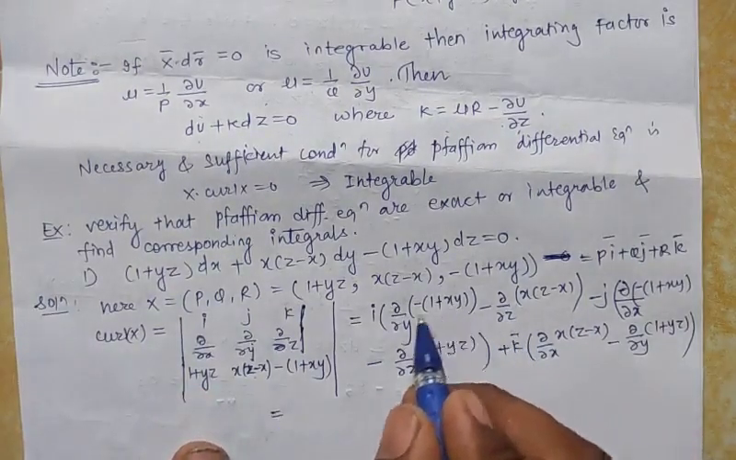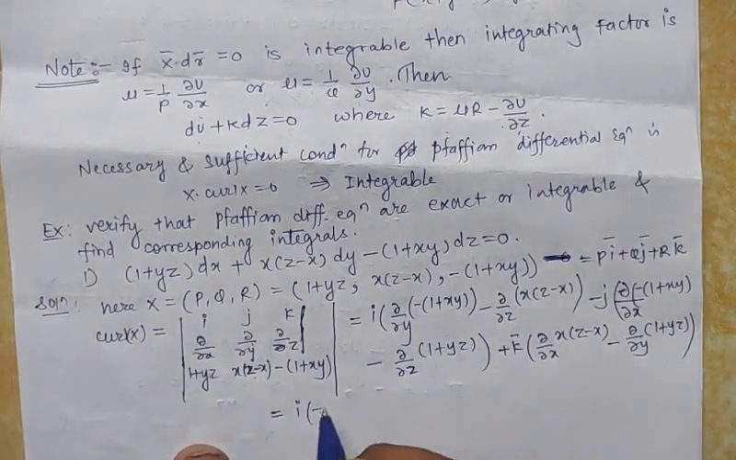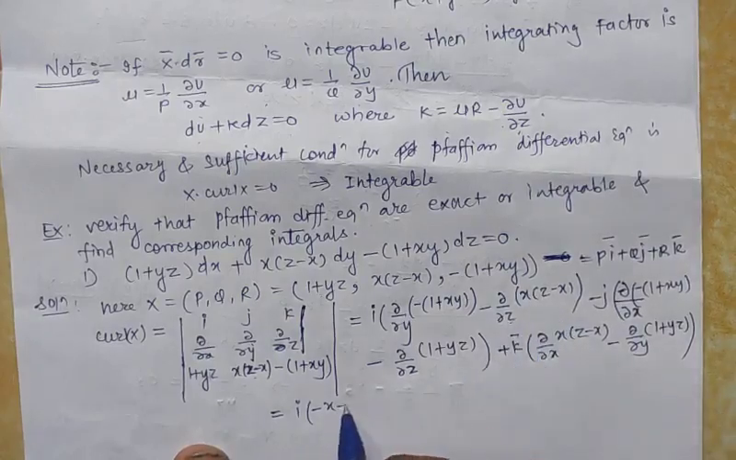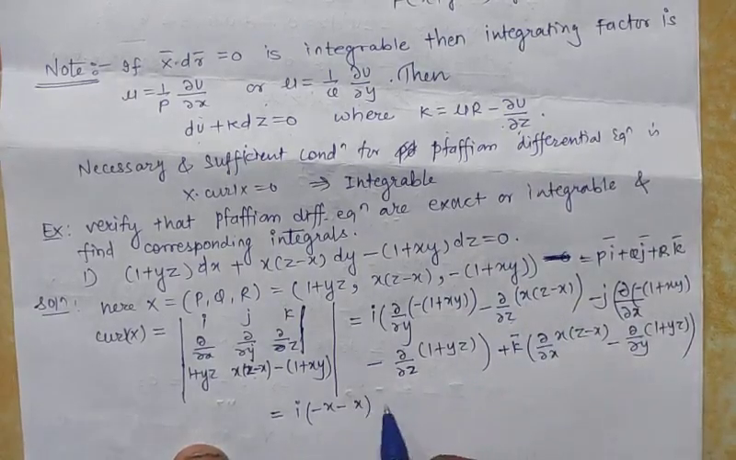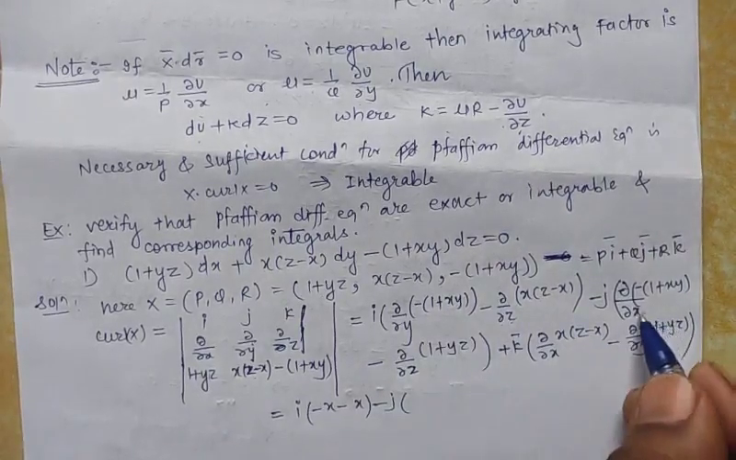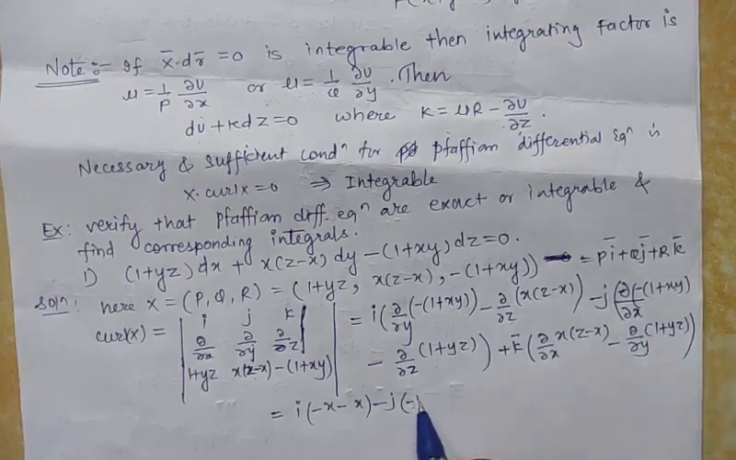Taking the derivative with respect to y, we get i times minus x, and taking the derivative with respect to z, we get minus x. Minus j times, taking the derivative with respect to x, we get minus y.